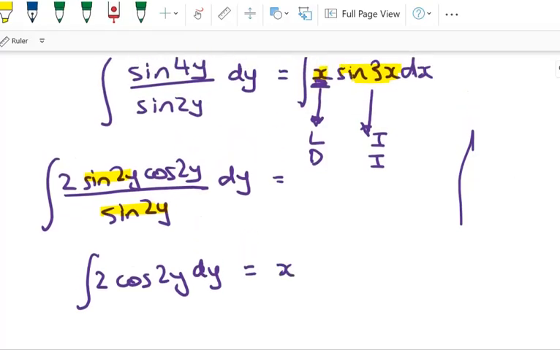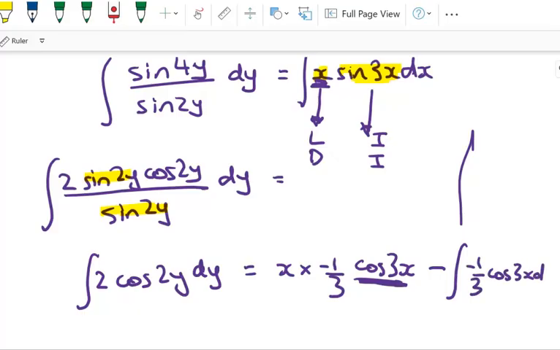You're going to have x times, leave a gap for your coefficient, cos of 3x. That will give me, when I differentiate this, negative 3 sine of 3x. We don't want the negative 3, so we're going to times it by negative 1/3, plus the integral of 1 times, oops, no x there. And I'm going too fast. Right, let's slow down. So minus negative 1/3 cos of 3x dx.